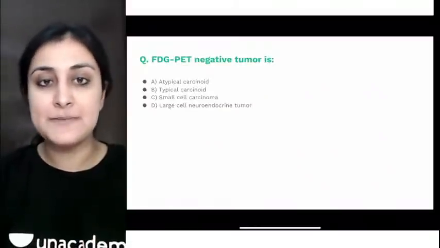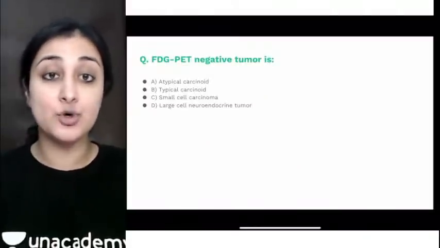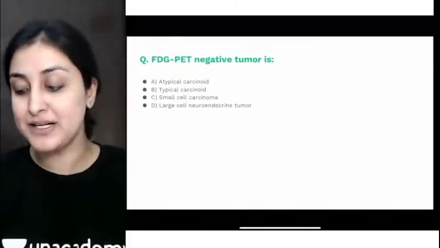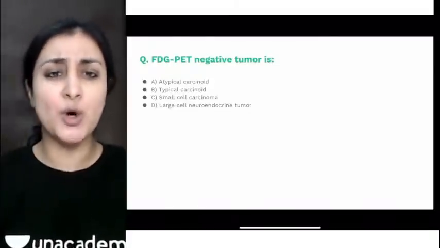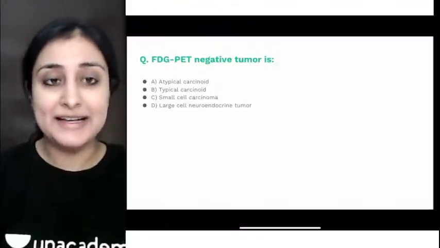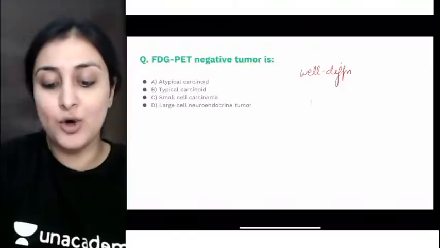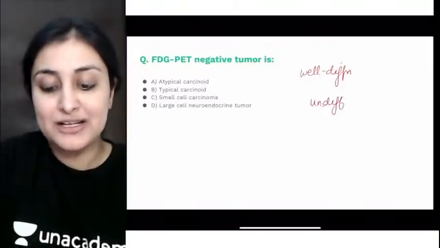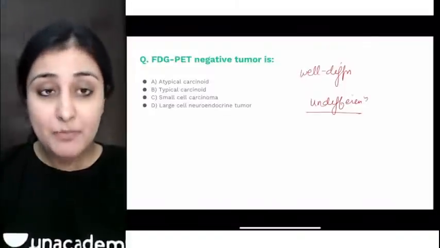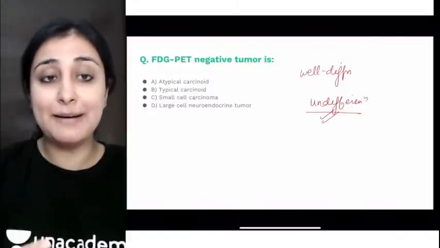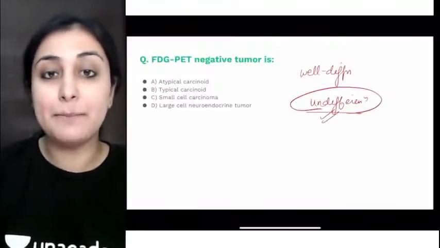अब ये था repeat AIIMS question. FDG PET negative tumor. I know malignancies have to show uptake, पर इनमें से किस में FDG PET doesn't show uptake? Tell me. Very logical also, right? So again, what do you think? Well differentiated tumors will show uptake, or undifferentiated or ill differentiated tumors will show uptake? Undifferentiated, right? So higher the malignant rate, higher the undifferentiation, higher is going to be the PET uptake.